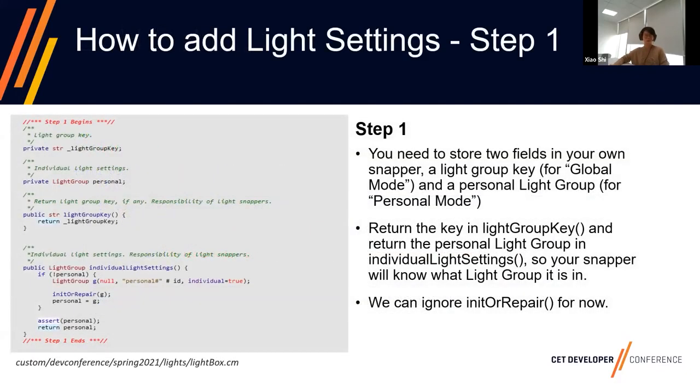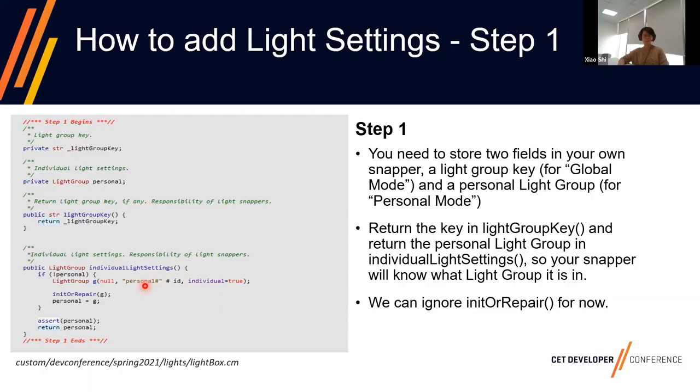The first step is that you need to maintain your key and your personal mode light group by yourself. You just store them as fields, and you need to override the light group key. Simply return the key that you stored, and in the individual light settings, you just check if you have a personal key, return it. If you don't, you need to set it up. We can ignore this init or repair for now, but I will present that later. For now, it's just for you to initialize your own personal mode light group.